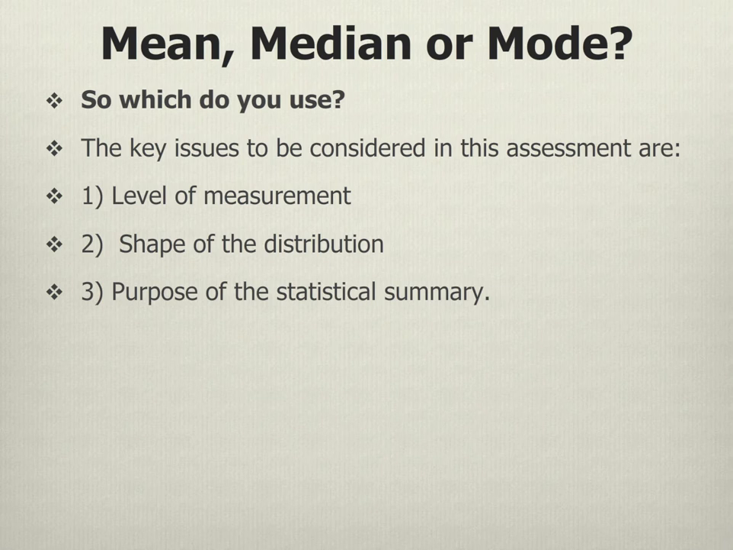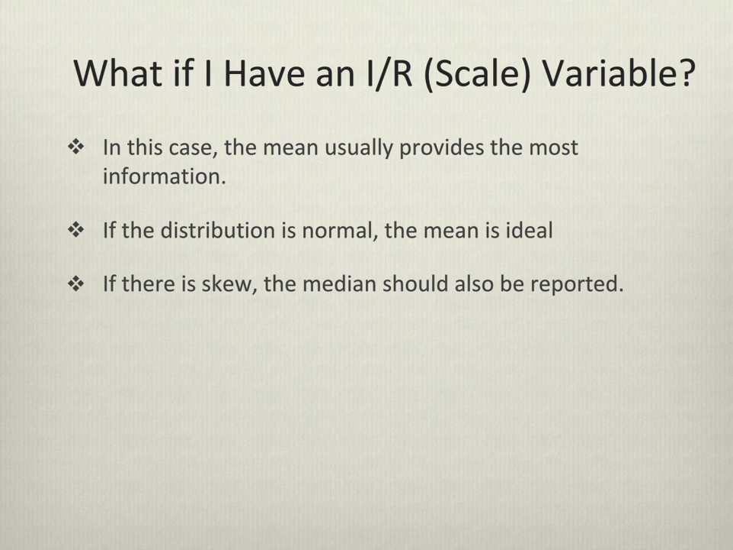However, you should also consider the shape of the distribution and the purpose of your statistical summary, because there are some special cases in which you might want to use the median instead of the mean for interval ratio level data. If you have interval ratio or scale level data, usually the mean provides the best information, especially if the distribution is normal. However, you might be in a situation where you have what we call skew, meaning that there are some very high or very low values affecting the mean.